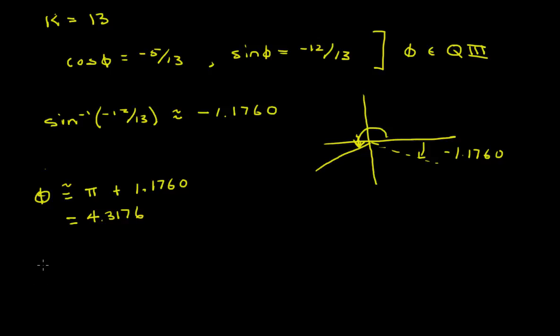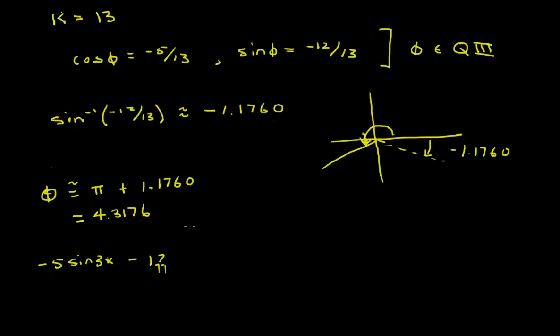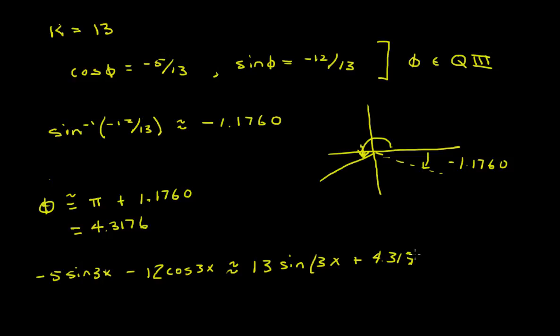And now we're done. So negative 5 sine 3x minus 12 cosine 3x is just about the same as 13 times the sine of 3x plus 4.3176.